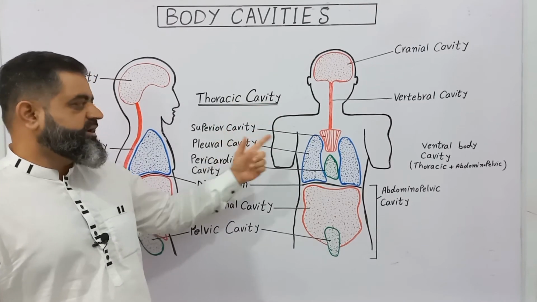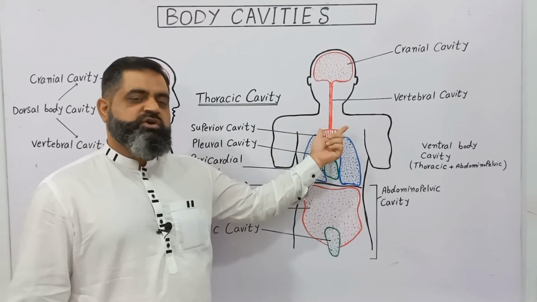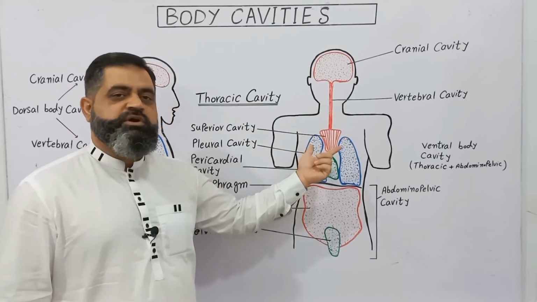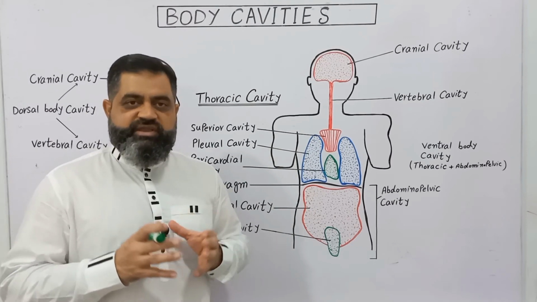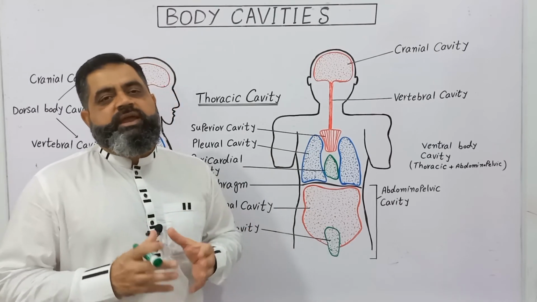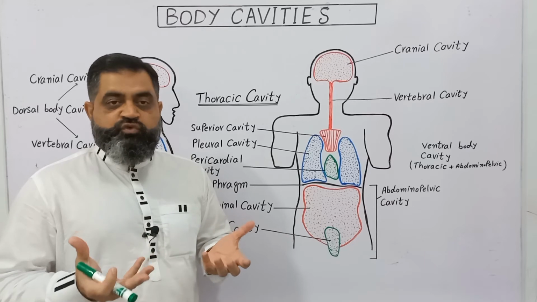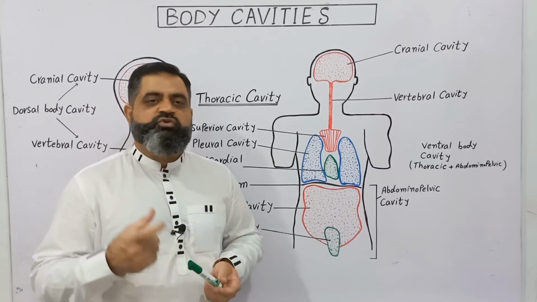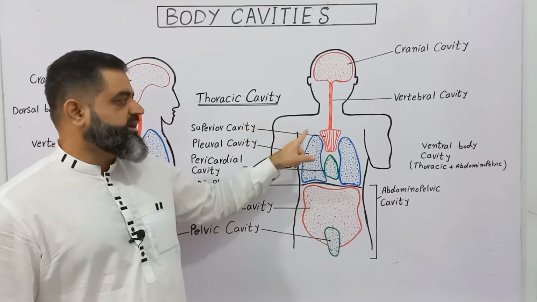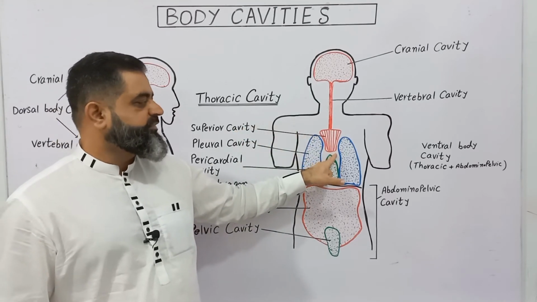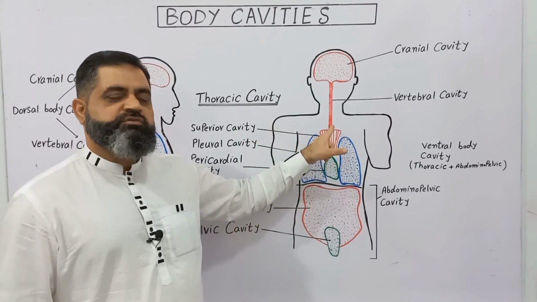Number one, the superior cavity, which is present in the lower part of the neck and the upper part of the thorax. This cavity includes the trachea, which is the windpipe, and the esophagus, which is the food pipe, which takes food into the stomach. So this superior cavity is up on the anterior part of the thoracic cavity.